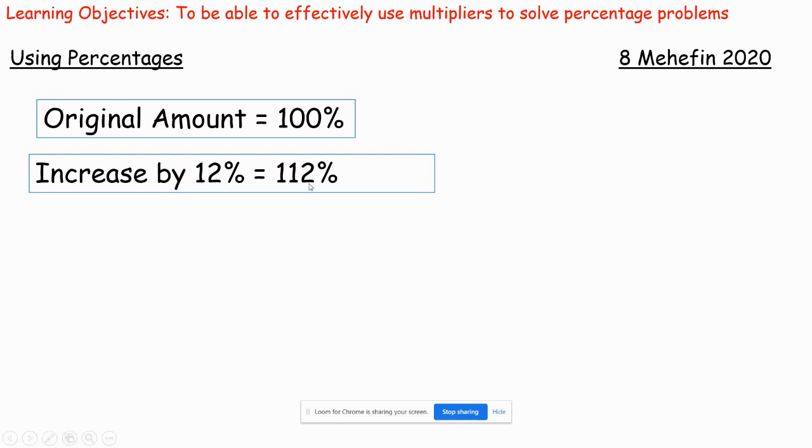And then we've got to turn that into a decimal. So we've got to divide it by 100. If you divide 112% by 100, you get 1.12. The percentage sign is now gone because it's no longer a percentage, it is a decimal. It's a decimal equivalent of that.